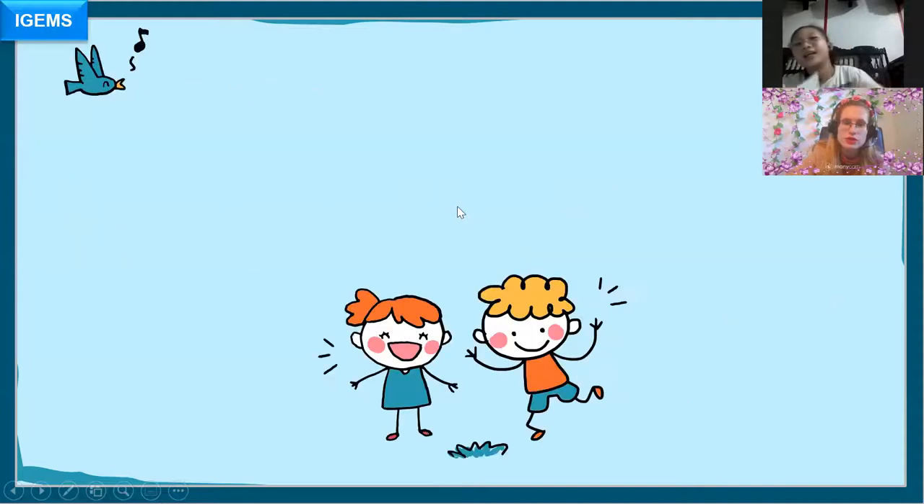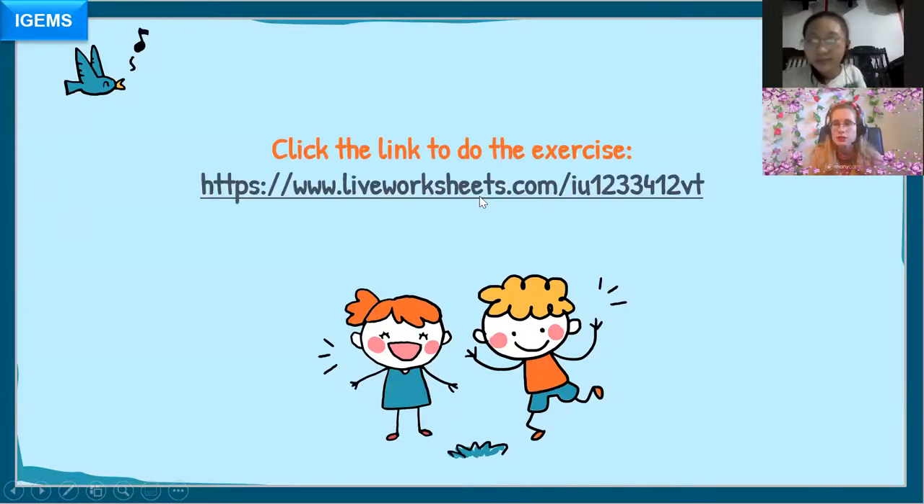Let's review. So what did we learn today? Let's see. We learned about past continuous tense. Okay. Let's try this worksheet. Ready? Okay. Draw a line matching the words to the pictures. Okay. Fire. Which picture is fire?